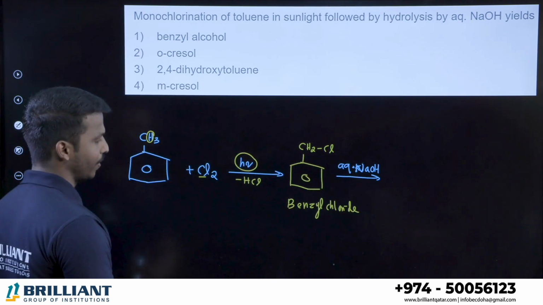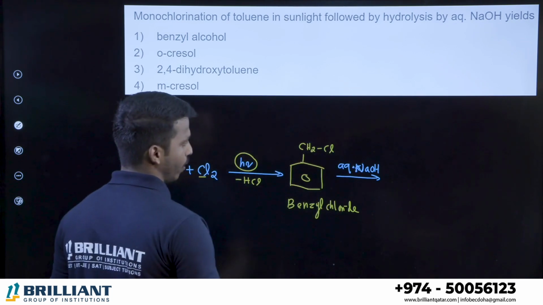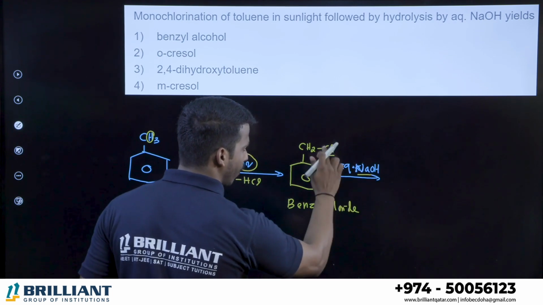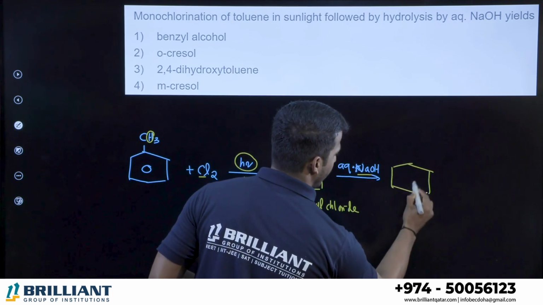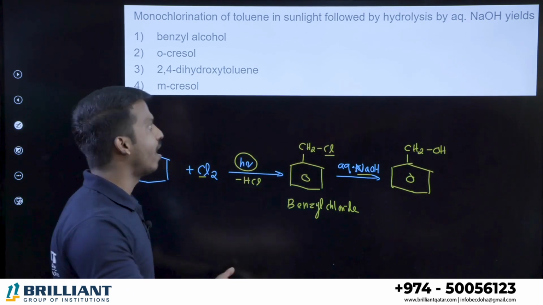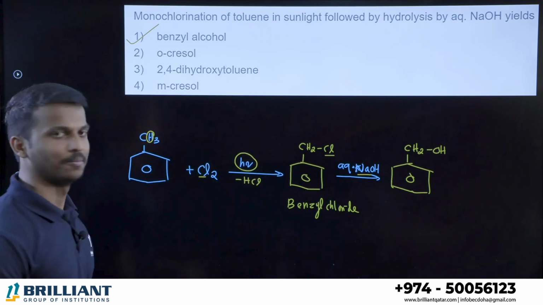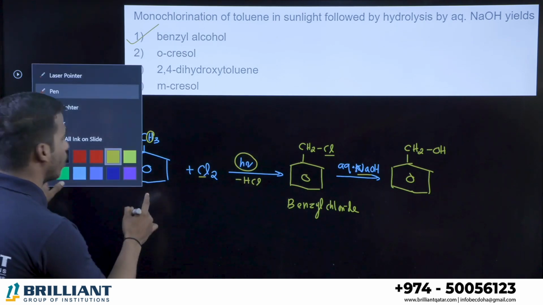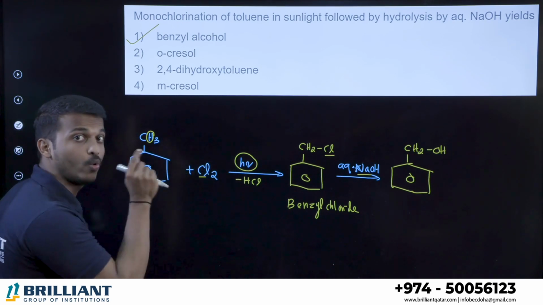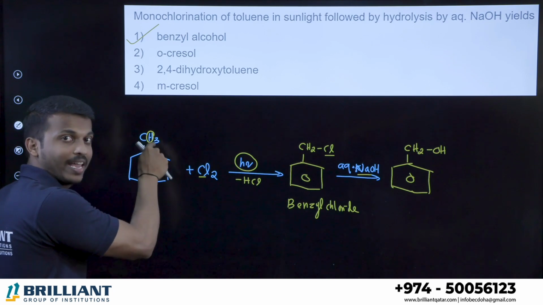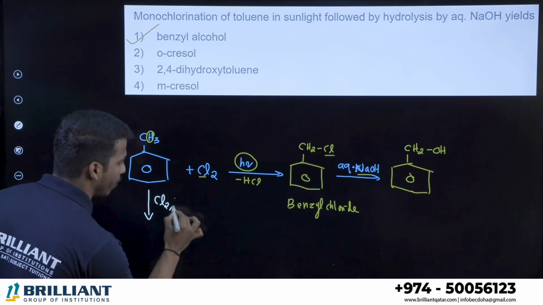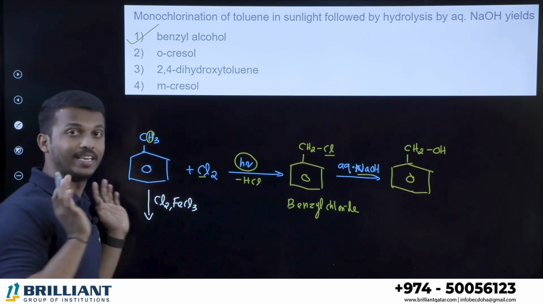Alright, benzyl chloride. Now, treating with aqueous NaOH, nucleophilic substitution, NaCl will eliminate, the OH nucleophile will substitute. What you are getting is a benzyl group with an alcohol. That is called benzyl alcohol. Your answer is option A. Now, I told you toluene undergoes two types of chlorination. This one is in presence of light, where you add chlorine on the alkane chain. Another one, let me remind you, is addition of chlorine in presence of a catalyst, FeCl3, not light.